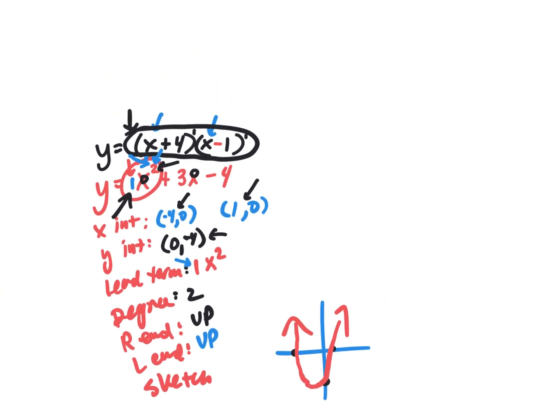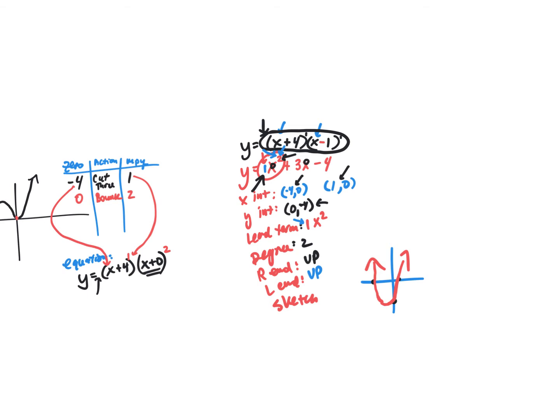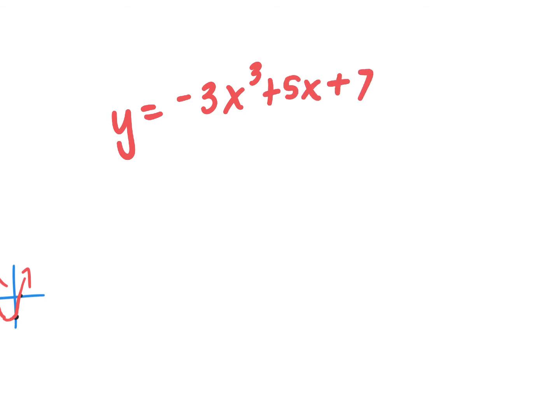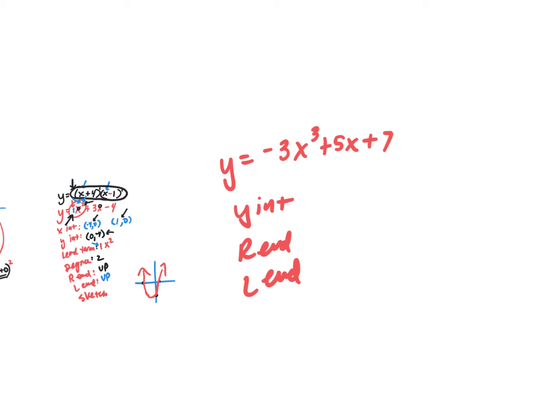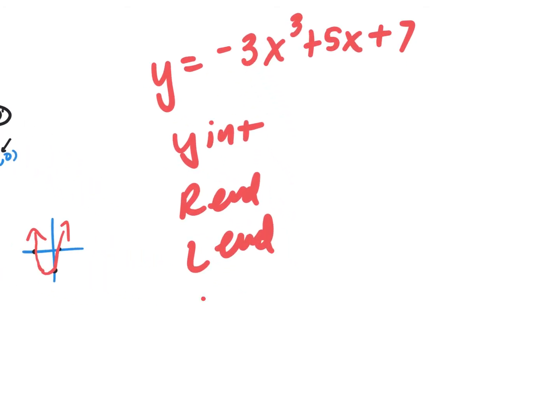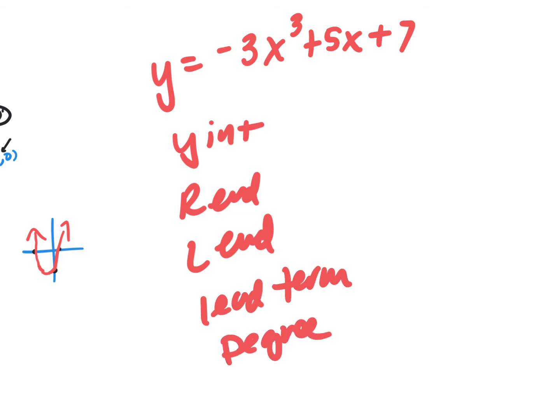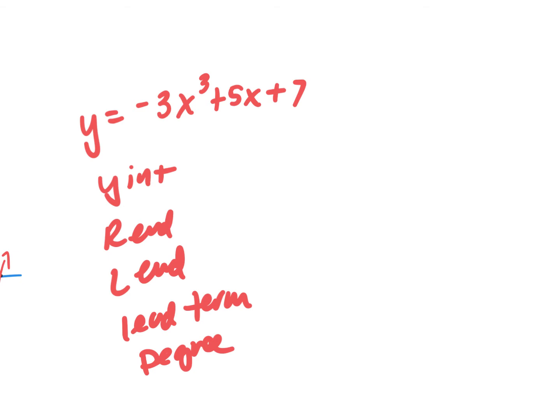All right, well, let's see if that's something that you can replicate. I'm going to give you one more, but just a subset of those questions. y equals -3x to the third plus 5x plus 7. And you might be like, I'm not going to know what the x-intercepts are. You're right. But you're going to know what the y-intercept is. And you're going to know the right end behavior and the left end. You should also be able to tell me the lead term and the degree. All right, I'm going to pause for a minute while you give that a try.